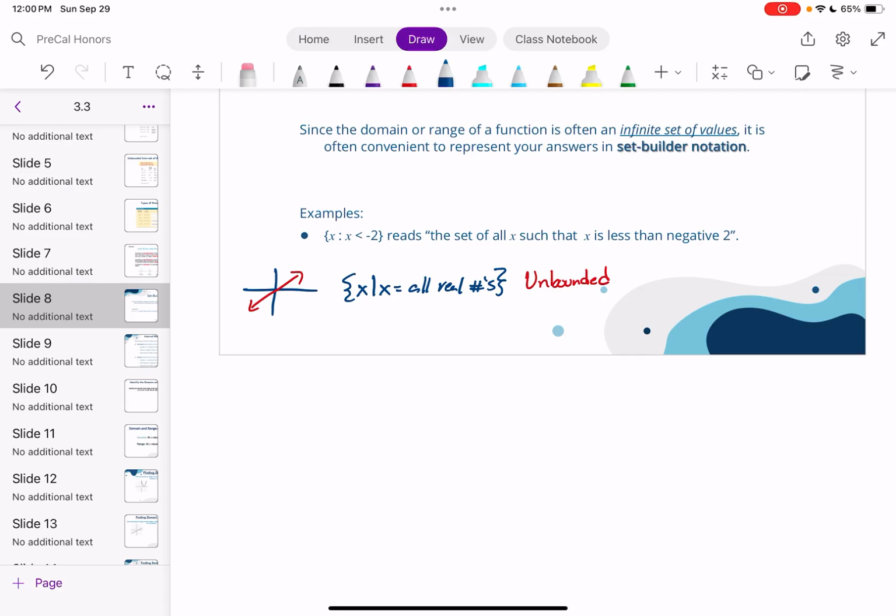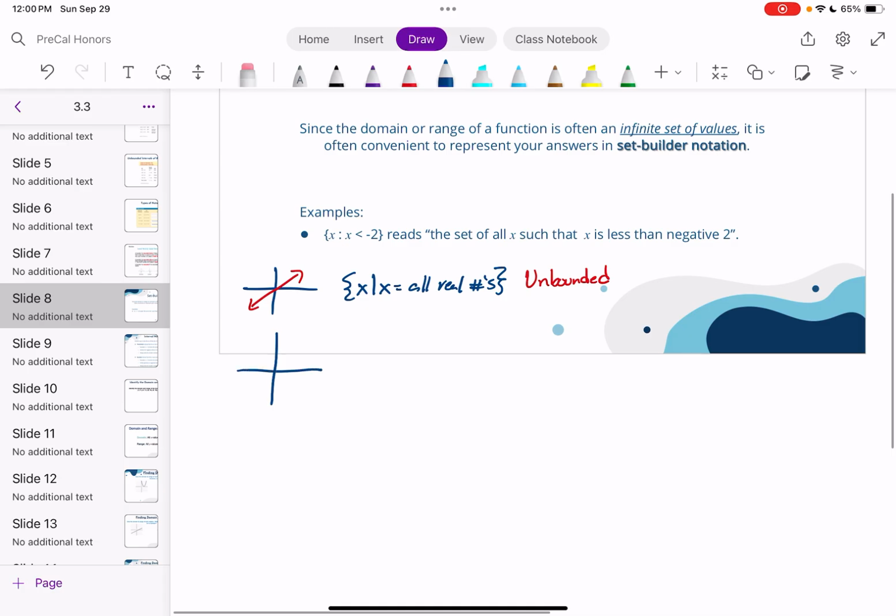Another scenario would be if we had another graph. In this case, if we had a ray or a solid dot at one point exceeding to positive infinity towards the right-hand side, we would describe this as x such that x is greater than or equal to, and we're going to provide this with a random numeric value. We're going to call this -2.